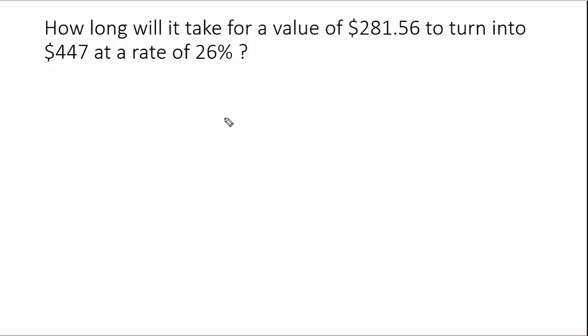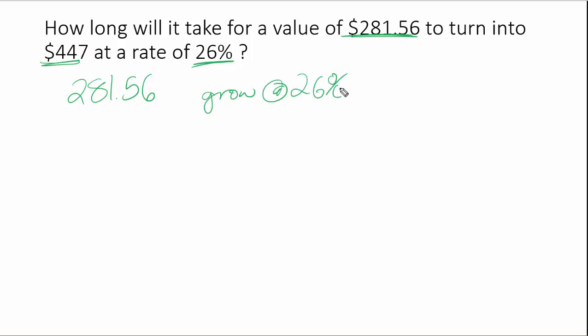All right, what we're looking at now is we are basically taking a starting value and an ending value, and given an interest rate or a discount rate of 26%, we're saying, how long is this going to take for this one value to turn into the other value? So we know that right now it's going to be $281.56. We know it's going to grow at 26%, and so it's going to end up turning into $447.